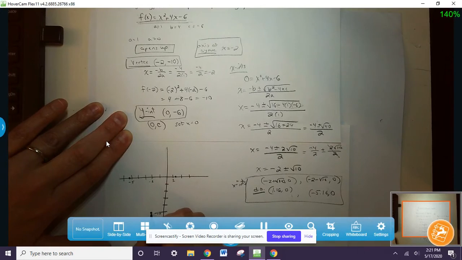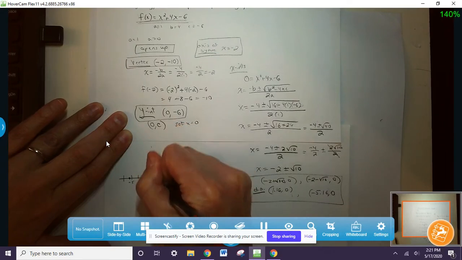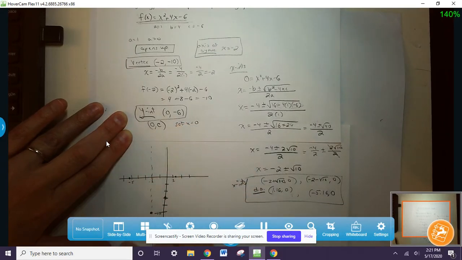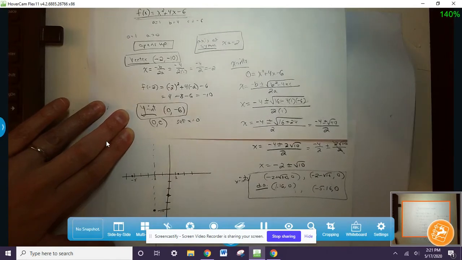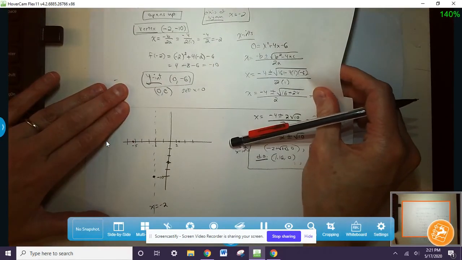For my vertex, my y-intercept is -6. And my axis of symmetry is x equals -2. If we draw in the axis of symmetry, we draw it in as a dashed vertical line because it's not technically part of the graph. It shows us the symmetry of the graph.